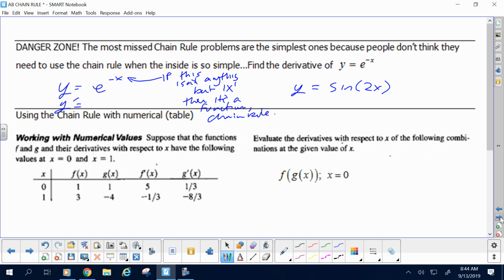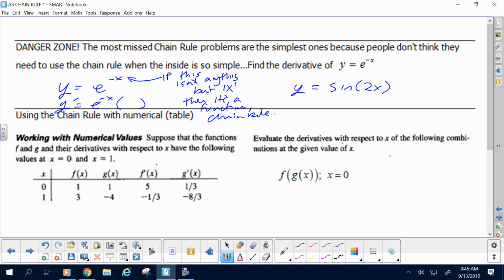So if I were to take the derivative of e to the negative x, I'd say, all right, what's outside? What's the outside function? E to the x. And what's the inside function? Negative x. All right, so when I take the derivative of the outside with the inside the same, the derivative of e to the negative x, the outside with the inside the same is e to the negative x. But then times the derivative of the inside.